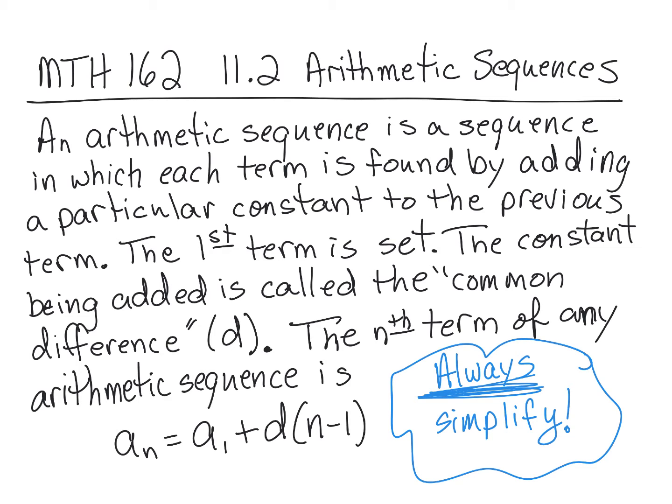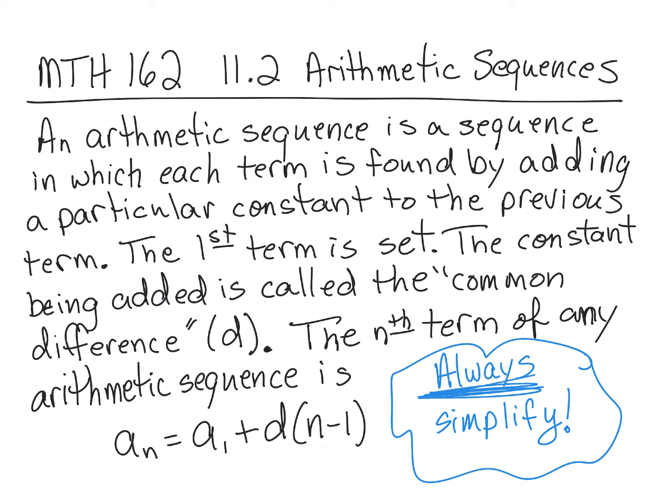There are two types of sequences and series that we're going to focus on in Chapter 11. The first one is an arithmetic sequence, and I already mentioned it in the last video. An arithmetic sequence is a sequence in which each term is some constant added to the term before. In other words, if you start with some particular number, your first term is always set. And then every time you add another term, you're going to be adding a particular value each time.